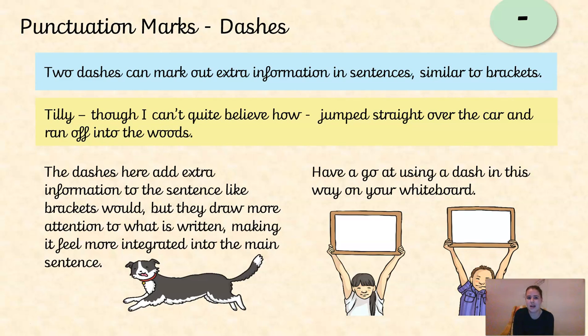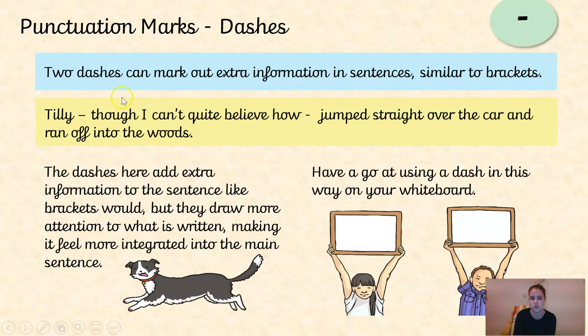Two dashes can mark out extra information in sentences which is similar to brackets. So here we introduce them as part of our parentheses. So we can have two commas, two brackets, or here we can have two dashes. Usually the information in those dashes would be extra information. Therefore the sentence would still make sense on its own if I removed that little extra information in the middle of my sentence. For example, Tilly, though I can't believe how, jumped straight over the car and ran off into the woods. So here between the dashes, this is our extra information to the sentence.